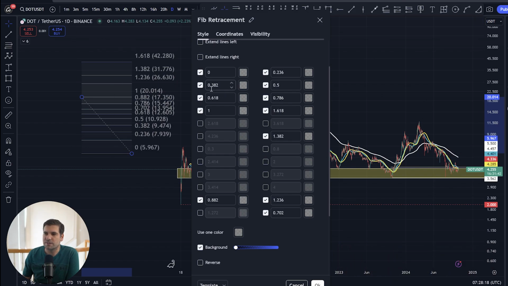So I use 0.236, 0.382, 0.5, which is kind of redundant, but we use it from time to time. 0.618, 0.786, and the 1, which is obviously 1-to-1, 1.618, 1.382, 1.236, and 0.882. I added on here as well one additional level, through interest more than anything else. It's not an Elliott Wave specific level, but it is the 0.702. You can screenshot that, pause it, or whatever. Those are the levels that I use.